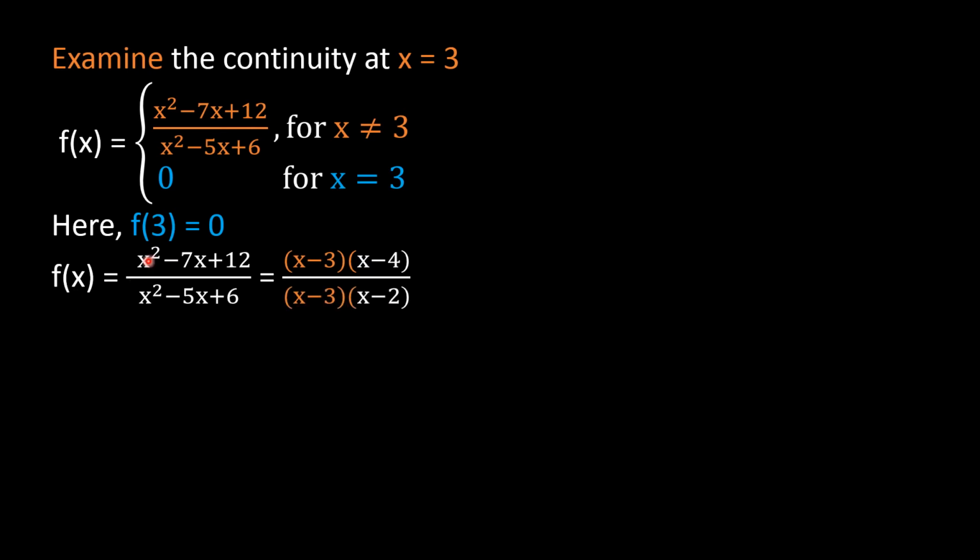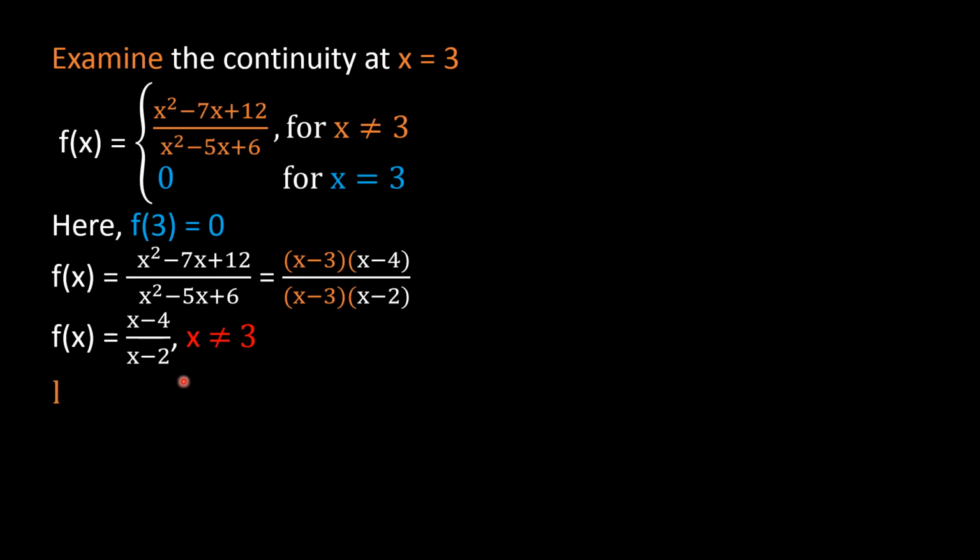Now, we will factorize the numerator. It will become (x minus 3) into (x minus 4). And the factors of the denominator will be (x minus 3) and (x minus 2). Now since x is not equal to 3, x minus 3 is not equal to 0, so we can cancel the x minus 3 factor from numerator and denominator, and f(x) becomes (x minus 4) divided by (x minus 2), because x is not equal to 3.